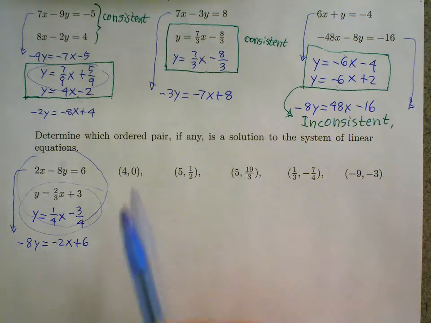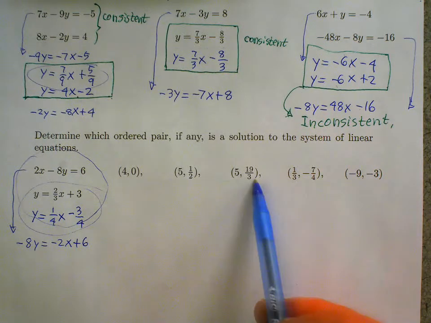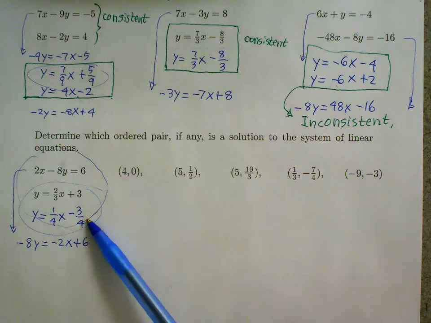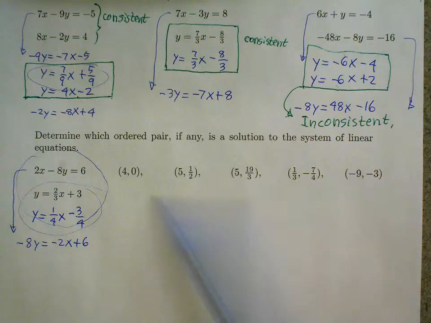And we just want to see if one of those 5 ordered pairs is the solution. It's possible that all 5 are not solutions, but at most one could be, because this system has just one solution.